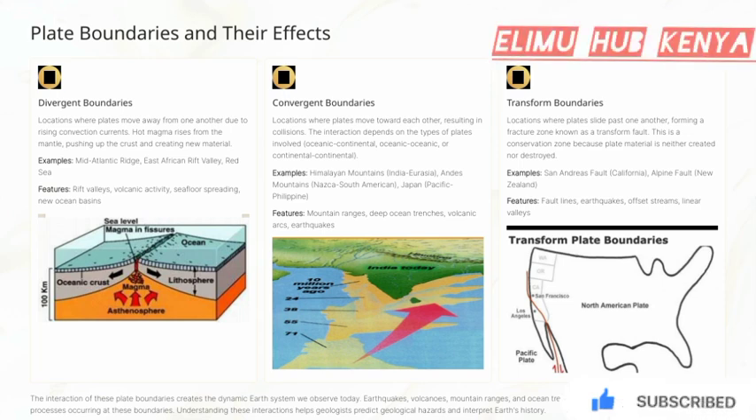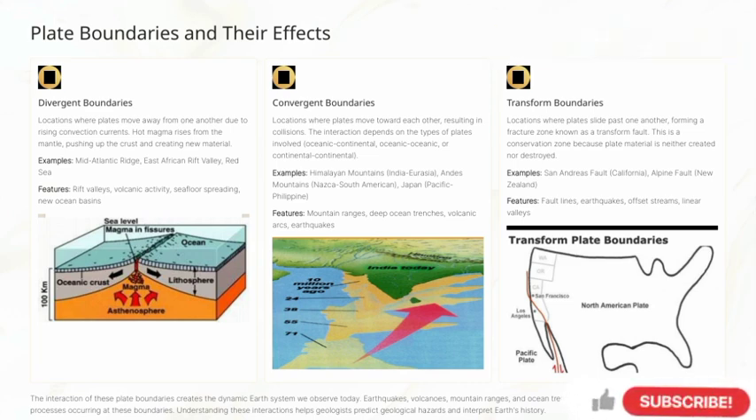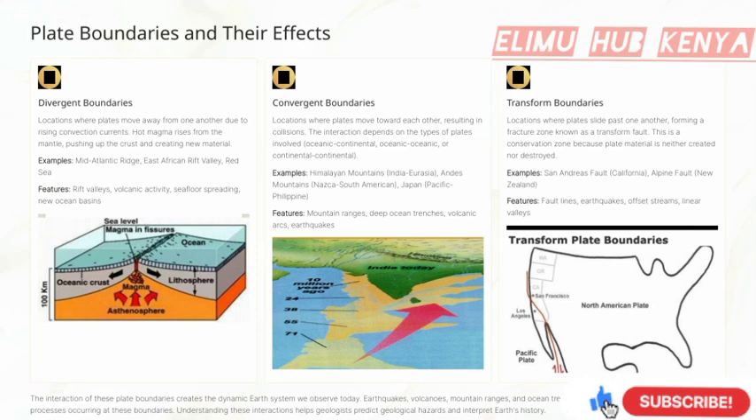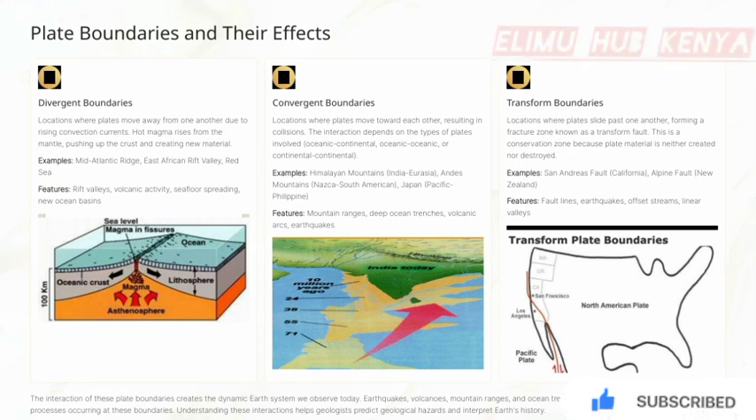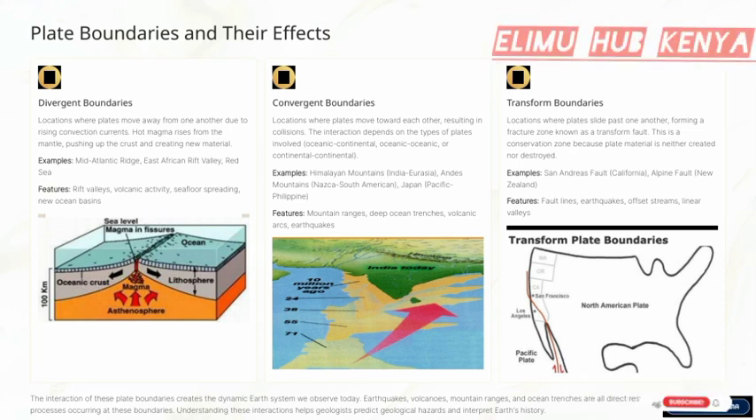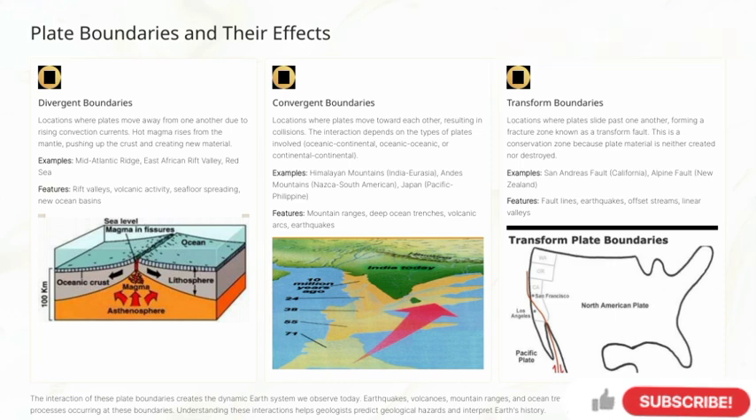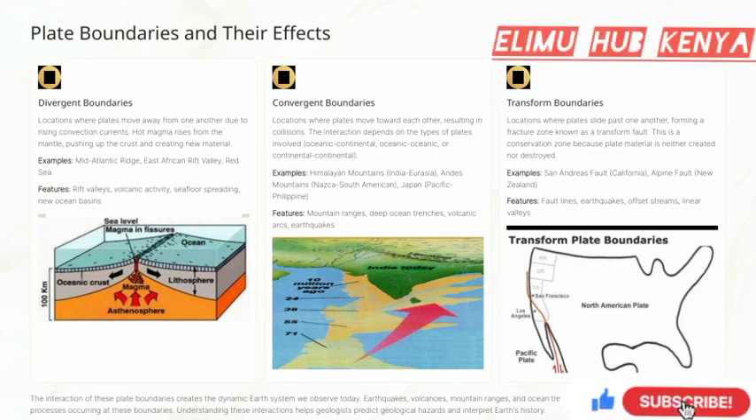Then there are transform boundaries. These are locations where plates slide past each other horizontally. The movement occurs along fracture zones called transform faults. It's important to note that at these boundaries, material isn't created or destroyed, it's just offset. Famous examples include the San Andreas Fault in California and the Alpine Fault in New Zealand. Features here include fault lines, earthquakes, offset streams, and linear valleys.